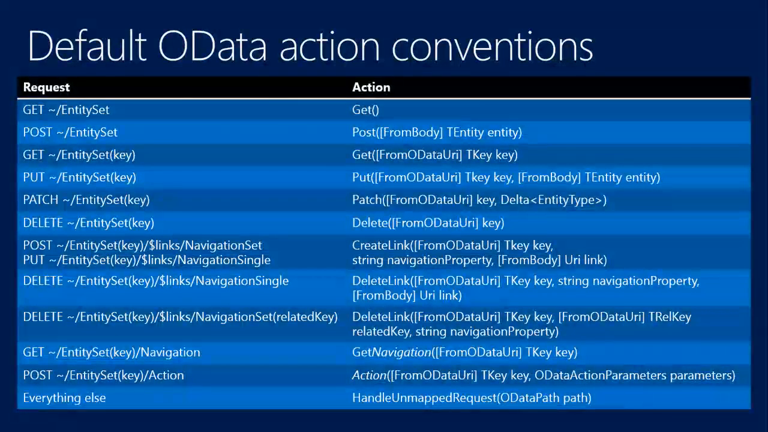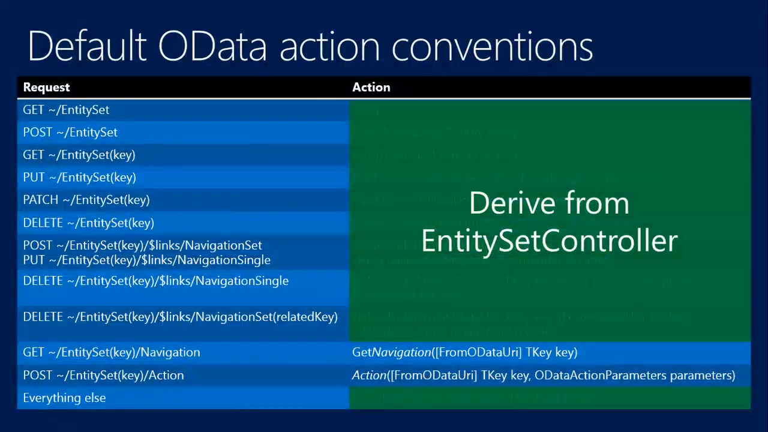There's a handle unmapped request convention: if we don't find an action method to handle the request, we call this handle unmapped request method. And then you can do whatever you want in that guy. The good news is you don't really have to remember all these conventions. Like I said, Entity Set Controller implements almost all of them, and you can just derive and override.